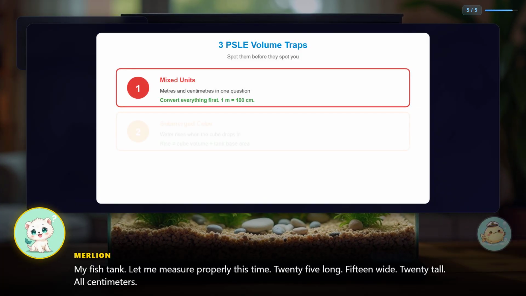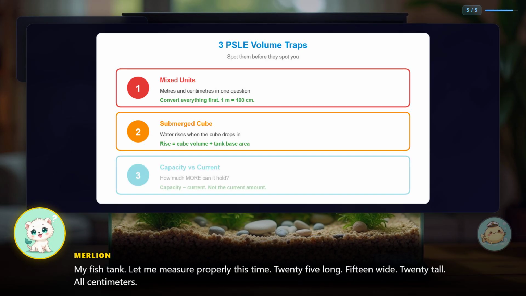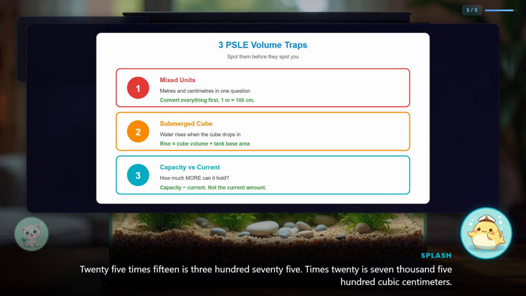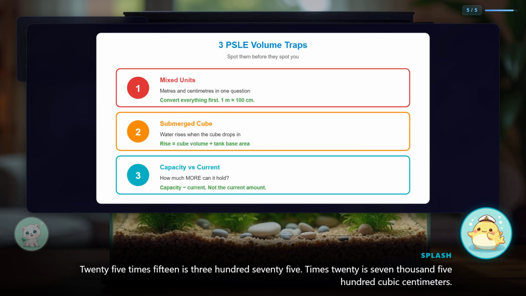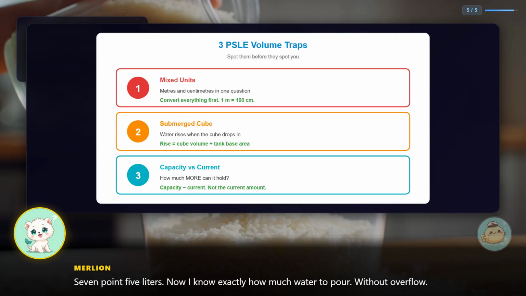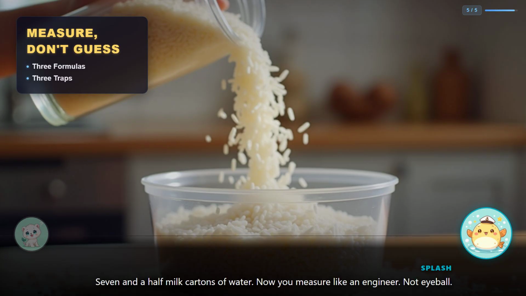My fish tank. Let me measure properly this time. 25 long, 15 wide, 20 tall, all centimeters. 25 times 15 is 375. Times 20 is 7,500 cubic centimeters. 7.5 liters. Now I know exactly how much water to pour without overflow. 7.5 milk cartons of water. Now you measure like an engineer, not eyeball.